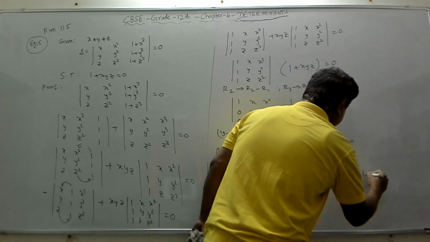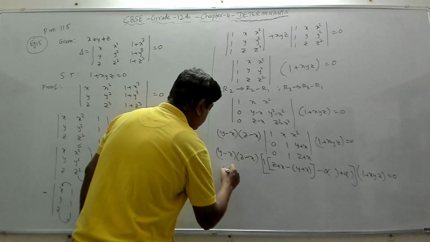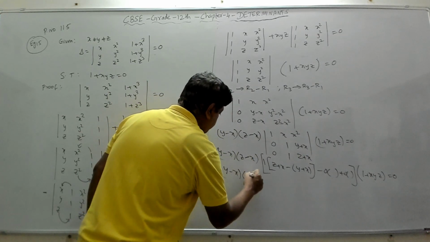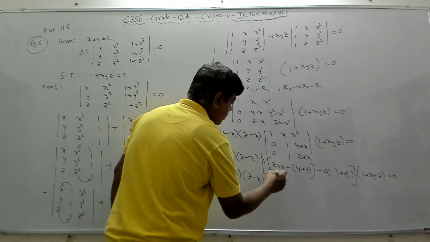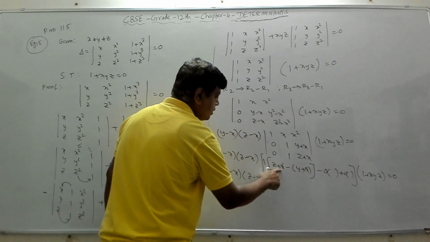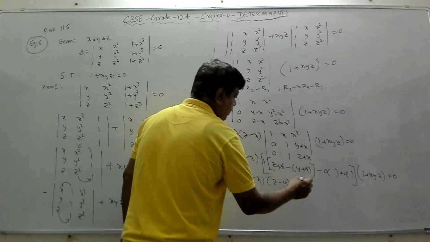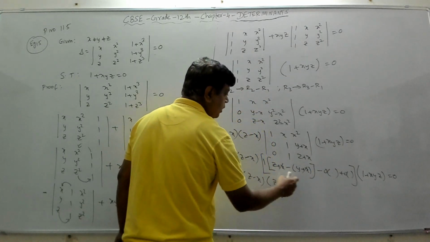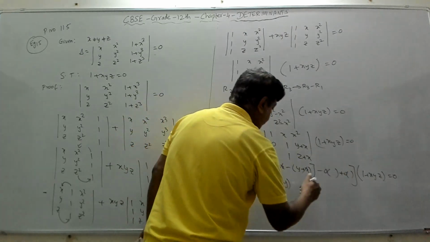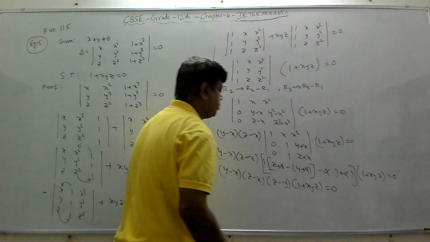This is 1 plus x, y, z equal to 0. So this will become finally y minus x. This will become z minus x. Then here, if you see, x will get cancelled because minus into x, minus x, is plus x. So you'll get z minus y. Finally, these are zeros. So finally, this entire value will become (y minus x)(z minus x)(z minus y) into 1 plus x, y, z equal to 0.